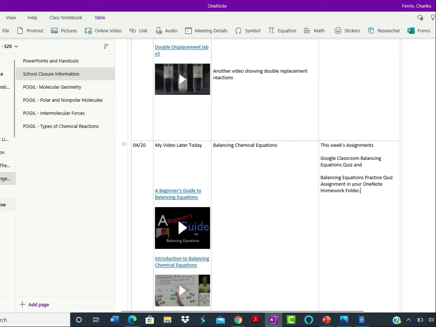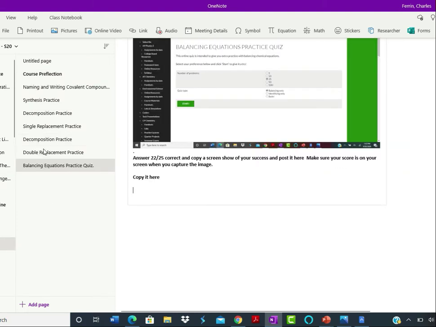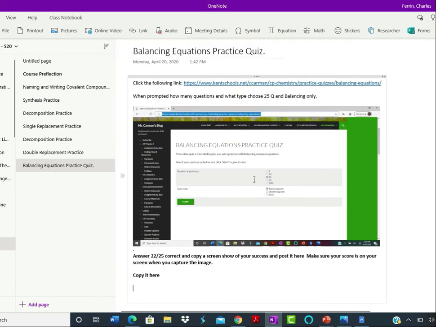So I'm going to go to Aiden's homework folder because he's first on the alphabet, and look in his homework folder. In his homework folder, there's something labeled Balancing Equations Practice. If you go to this link that is attached to the images there, you'll be brought to a screen that looks a lot like the one that's below it in your homework folder.